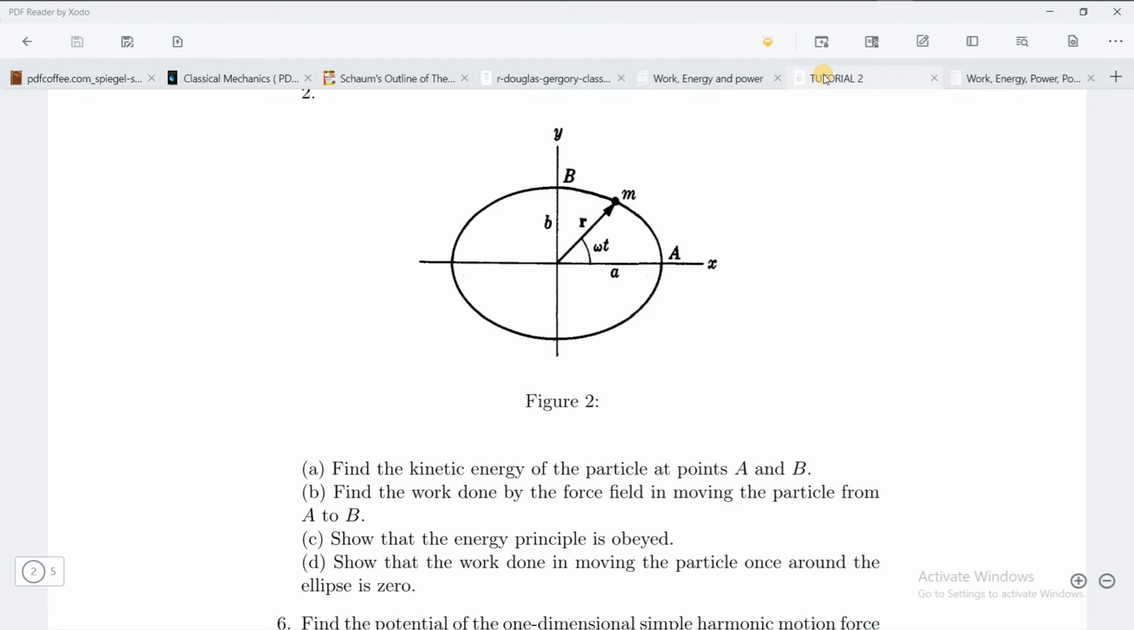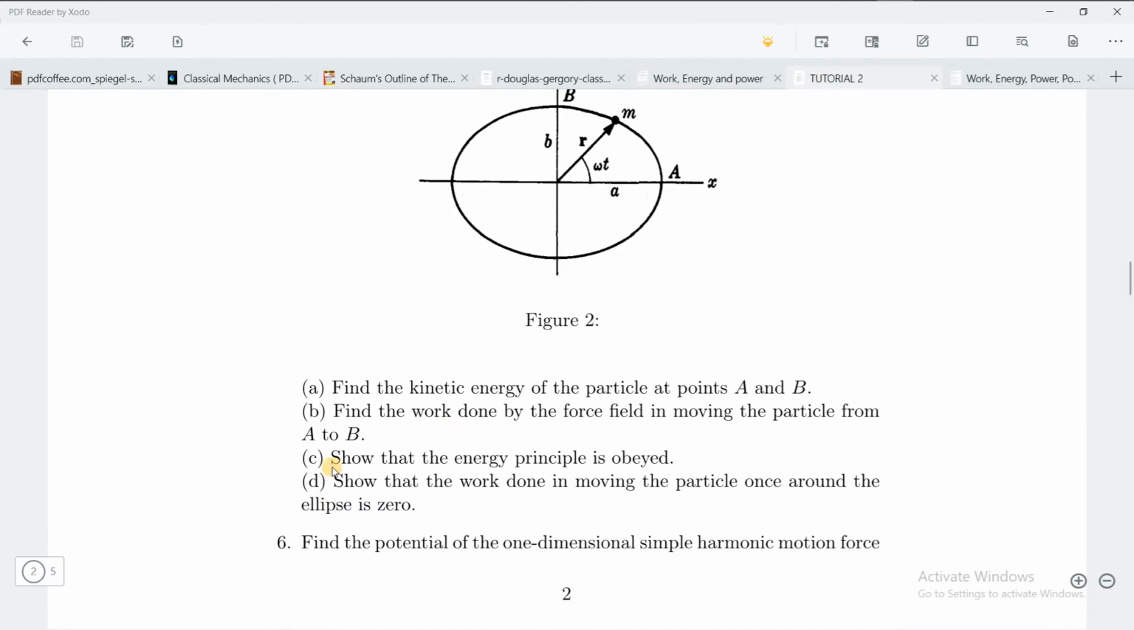And part C here is saying show that the energy principle is obeyed. The energy principle is just the principle which shows that work done is equal to change in kinetic energy. I'll repeat, when you hear something like show that the energy principle is obeyed, then just know that they are asking you to show that work done is equal to change in kinetic energy.